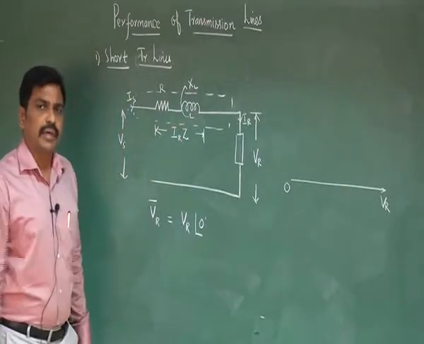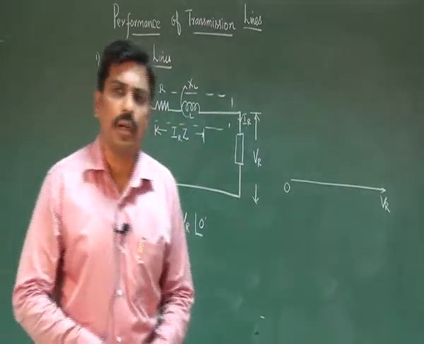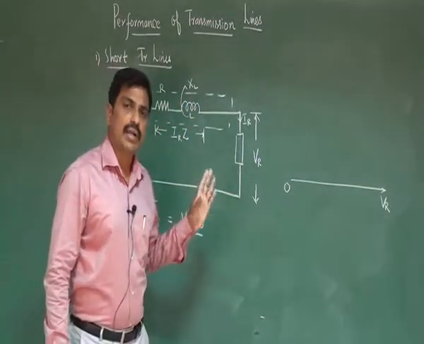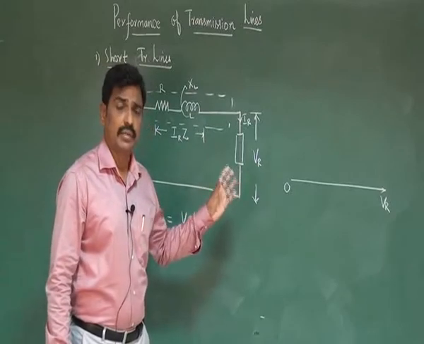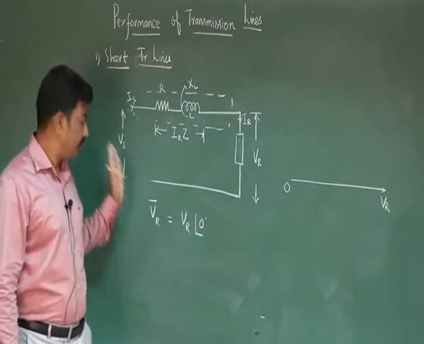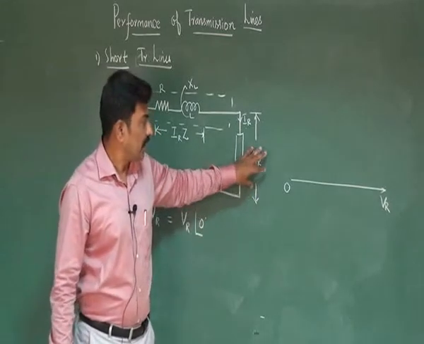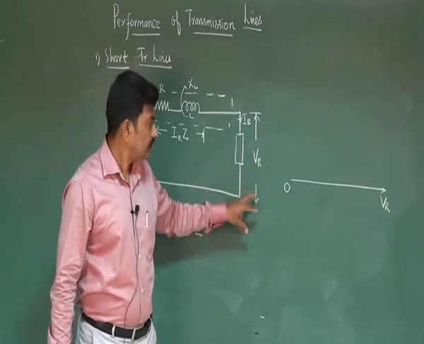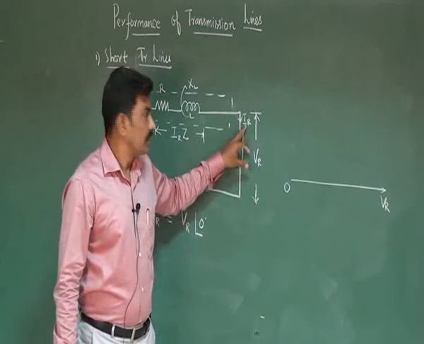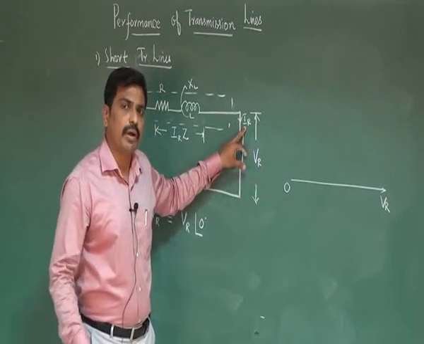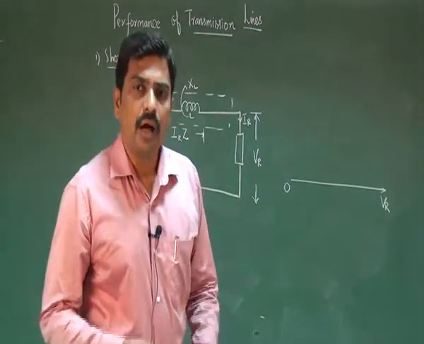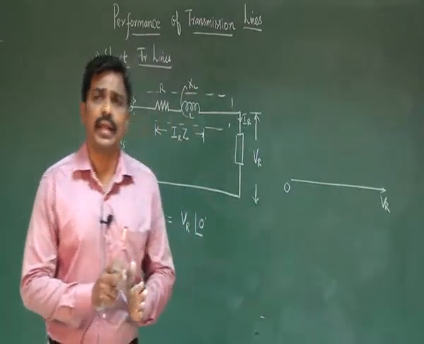Once you have plotted the vector of Vr, then we need to plot the other vectors with respect to the receiving end voltage. Whenever you want to construct the vectorial presentation, always you start from right to left, not from left to right. Now here we have considered Vr as reference vector. Next quantity to be drawn, Ir. So we need to plot the vector for Ir. How do you plot the vector for Ir? Ir is the current that is drawn by the load. Always Ir is lagging by an angle of phi r.